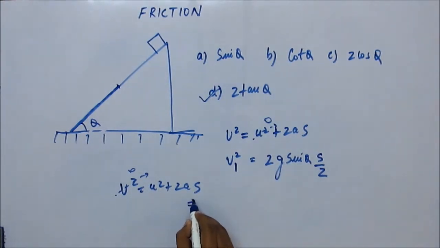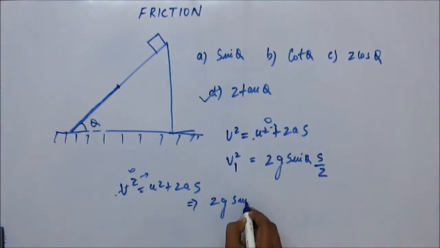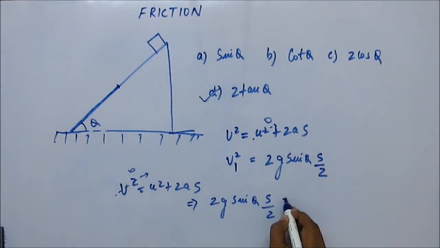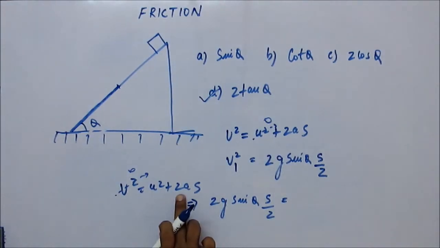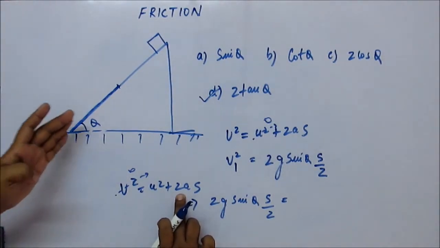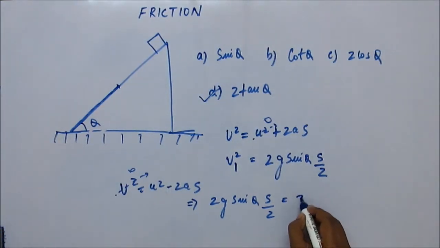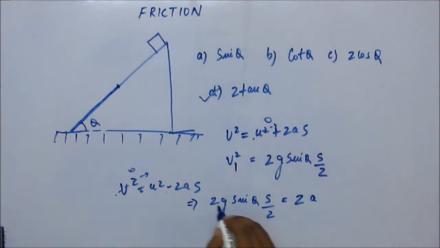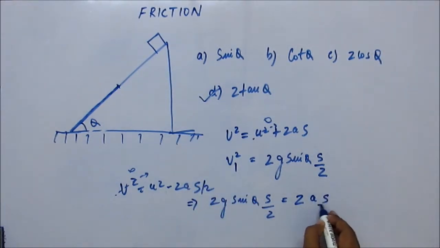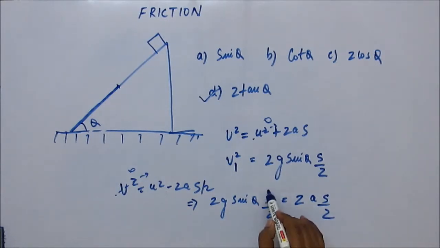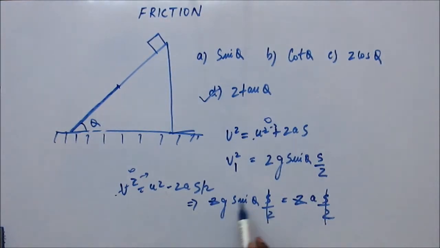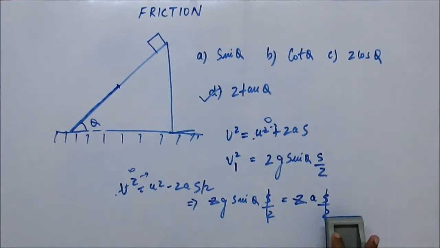So what we get from here is 2g sin theta s by 2 is equal to, and the acceleration will be negative because the net force will be opposite to the motion. So we can write here as minus 2as. So this is 2a, and the distance is s by 2. Okay, so from here we get s by 2 cancels with s by 2, 2. So the acceleration you need is g sin theta. The required acceleration in the second half of the motion is g sin theta.